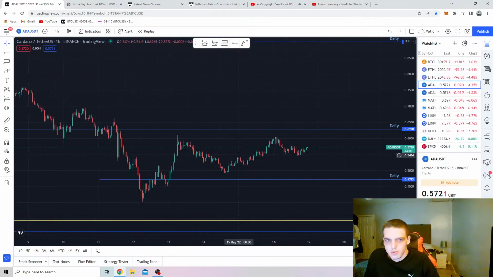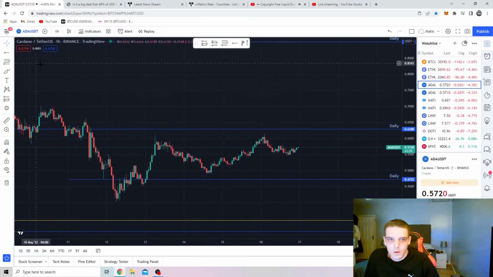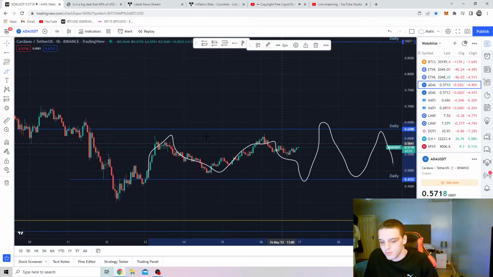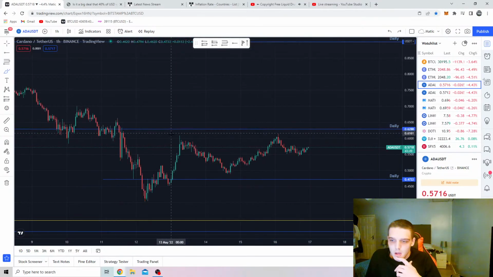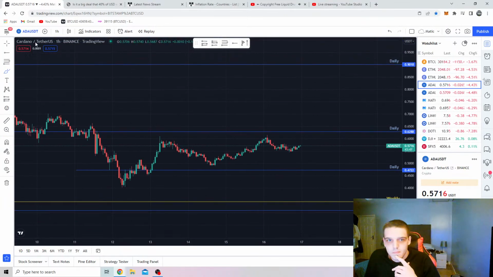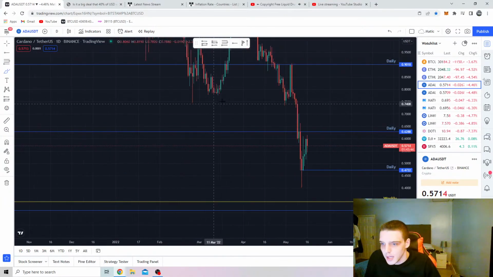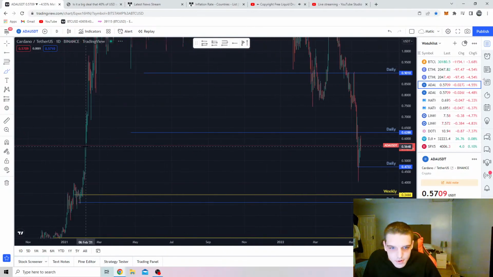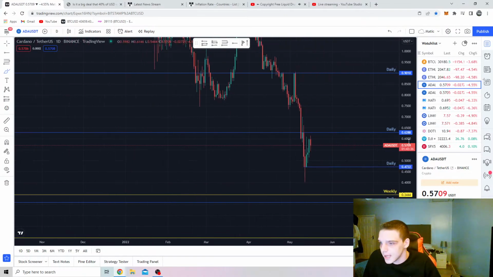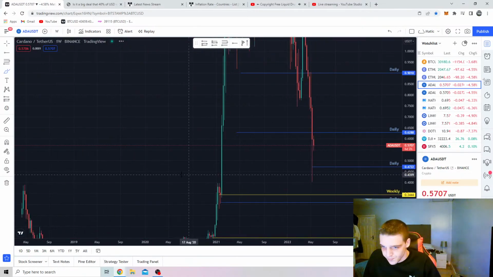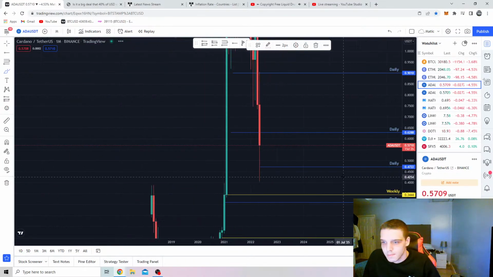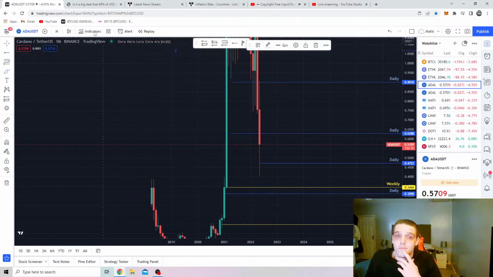Cardano, for example, is pretty much in the exact same boat. Ranging, as you can see, probably come up, come down. Just ranging at the moment. That's all that's happening. Cardano is ranging, just off these daily simple levels. Is there an old daily? No, there's not. Is there an old weekly? No, there's no old weekly. Is there an old monthly? No, there's no old monthly.